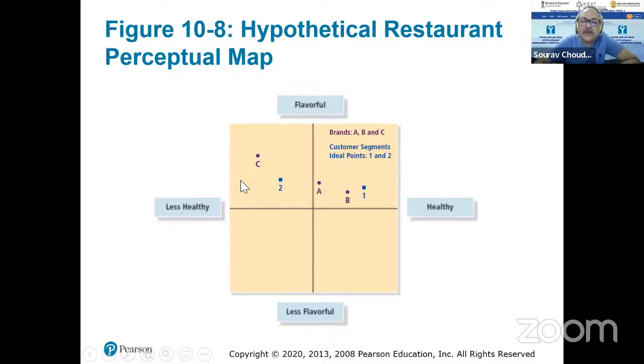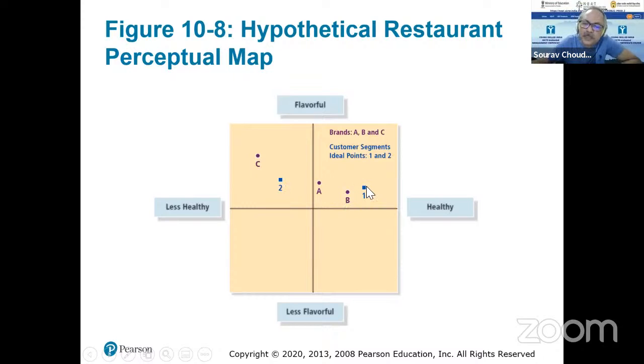So C is absolutely on the left side, less healthy. Okay, more flavorful but less healthy. Okay, ideal point is somewhere here. Brand A and B, A is actually a little flavorful, B is less flavorful. Both of them are on the healthier side. Okay, and this one ideal point is 0.1 and 0.2. They should have been here.